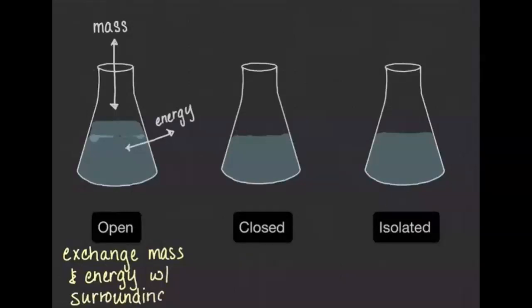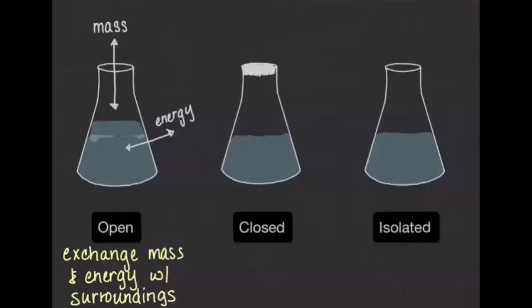And again, as I said, this is the most common type of system that we work with in chemistry. Now, the second type of system that we're going to talk about is a closed system. And in the closed system, we literally just close it up. We put a lid on the top of it, or we put a stopper inside this flask.